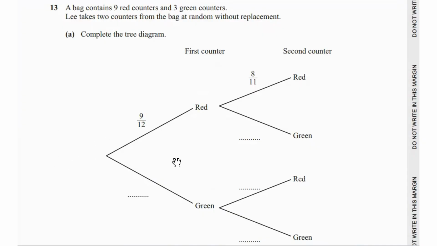Then we have a probability tree diagram. A bag contains 9 red counters and 3 green counters. Lee takes 2 counters from the bag at random without replacement. We have to complete the tree diagram.